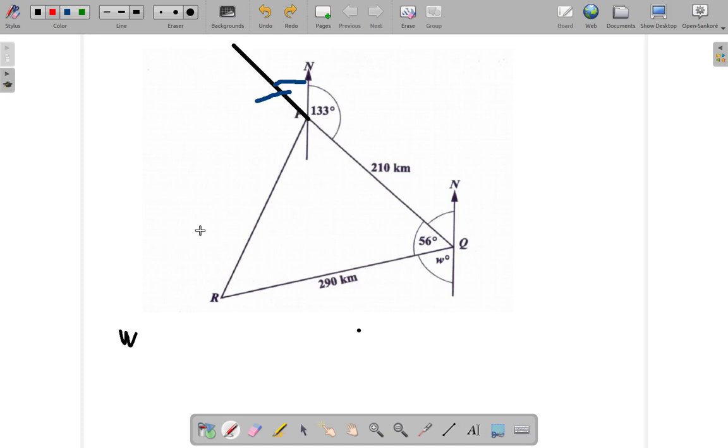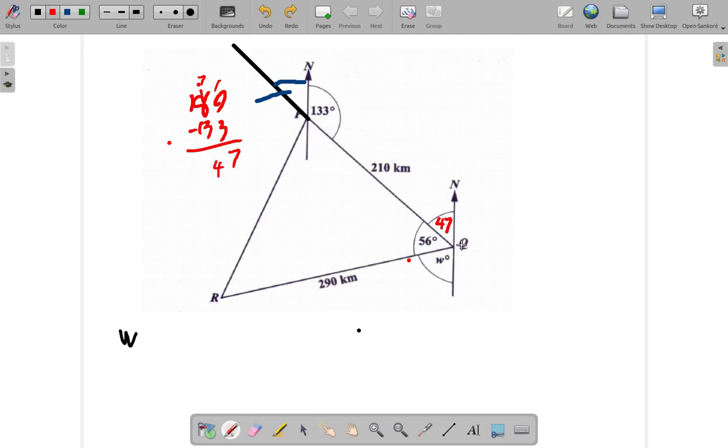This angle here would be 180 minus 133. You notice it's a straight line, so the total angle right around is 180. Take 133 off and you get what is left. So 180 minus 133 is 47 degrees. So you will have 47 degrees right here.